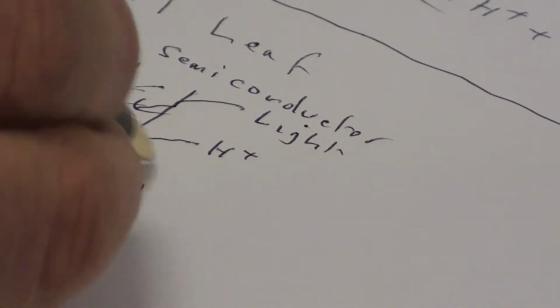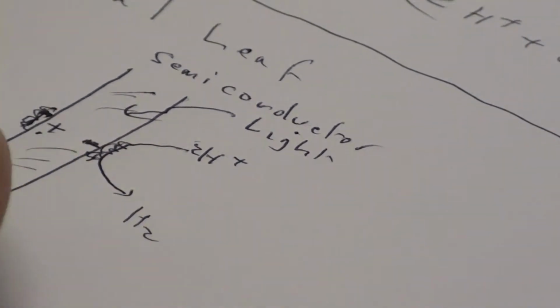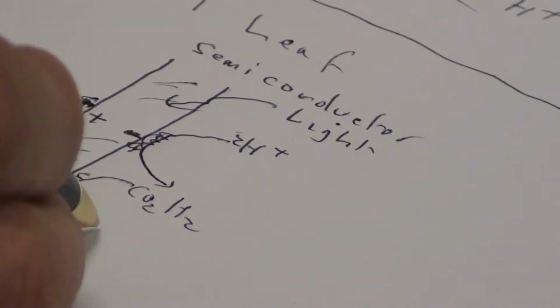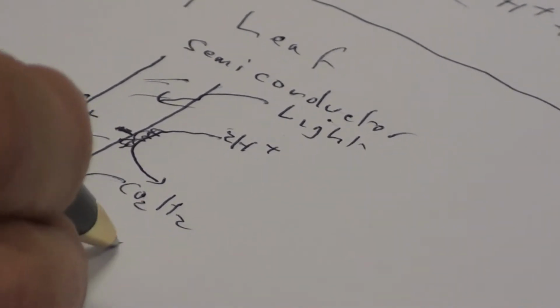Now that reaction could be this one, where it takes a proton, like that. It supplies an electron and you make hydrogen. Or it may be a catalyst. Let's do another one down here. And this may be CO2, and then you may make, for example, CH3OH.